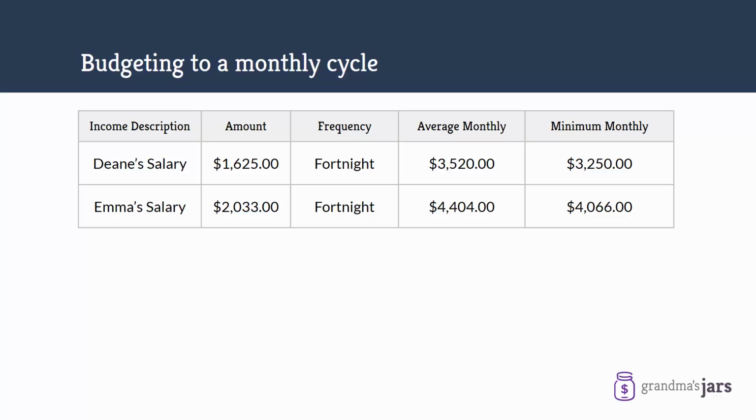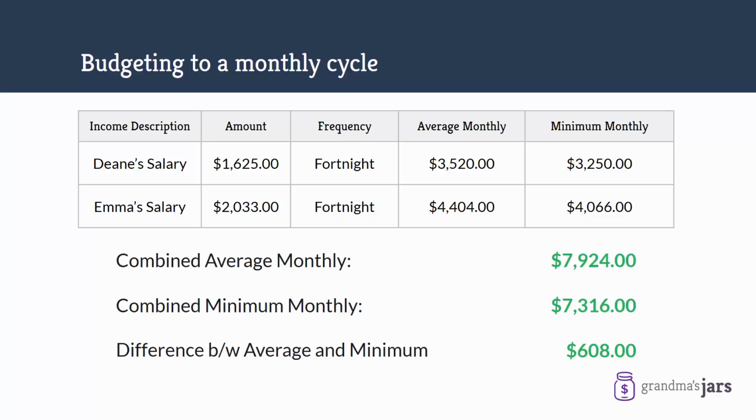For Emma, her $2,033 per fortnight becomes an average monthly figure of $4,404 and a minimum monthly figure of $4,066. This gives them a combined average monthly income of $7,924 and a combined minimum monthly income of $7,316. The difference between these two figures is $608 per month.